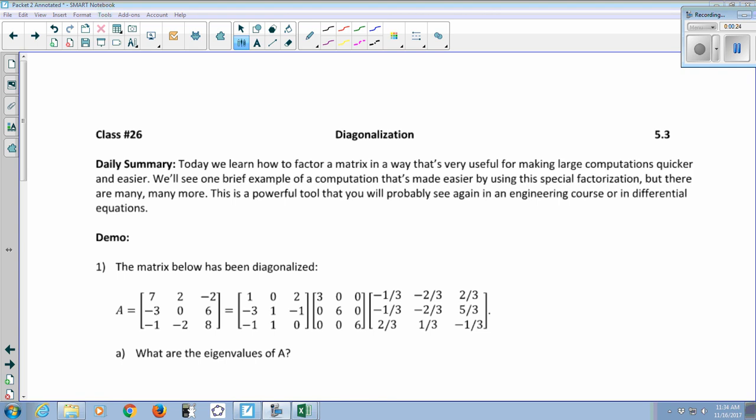We're going to look at one brief example of a computation that's made easier by using this special factorization, but there are many, many more. This special factorization is called diagonalization, and it's a powerful tool. You'll probably see it again, but we're just going to do one application of it today.